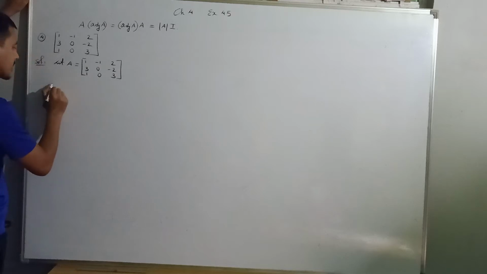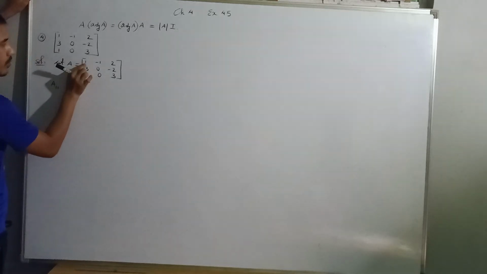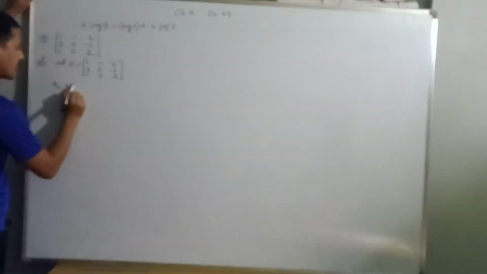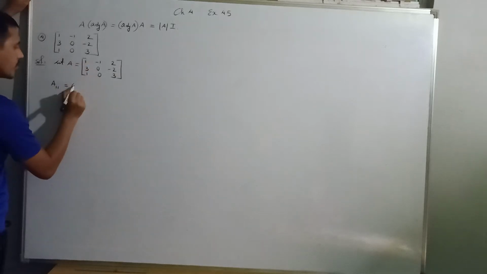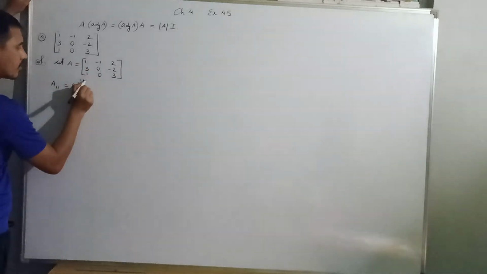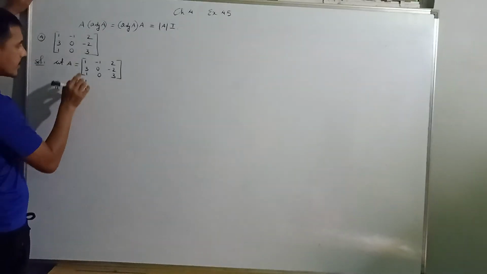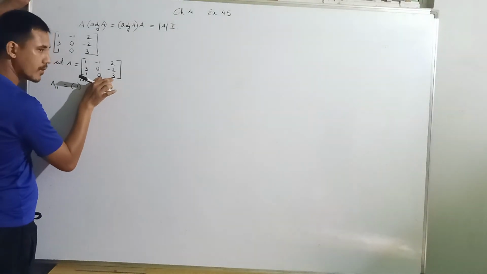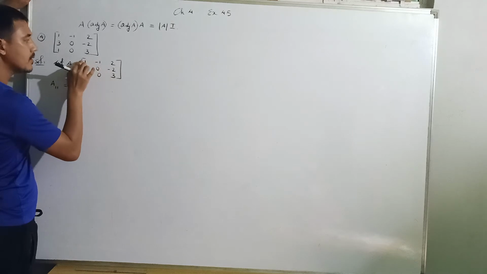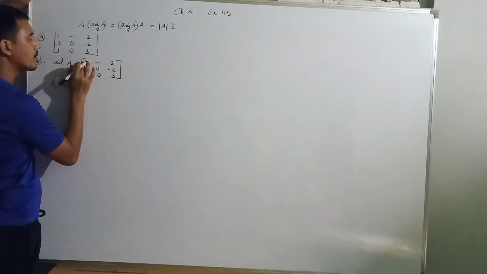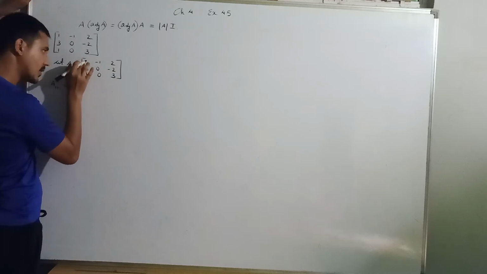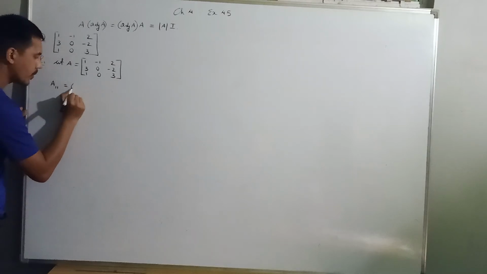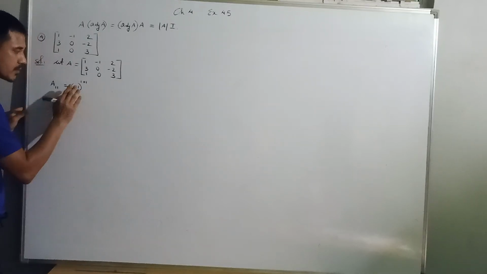Directly means we can just find the cofactor. The cofactor of this element will be minus 1 to the power 1 plus 1, and then the minor of this element. The minor of this element means the determinant obtained by neglecting the row and column that this element belongs to. Now, the A11 formula will be minus 1 to the power 1 plus 1, which is positive.